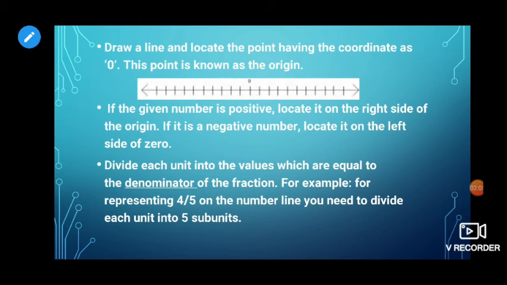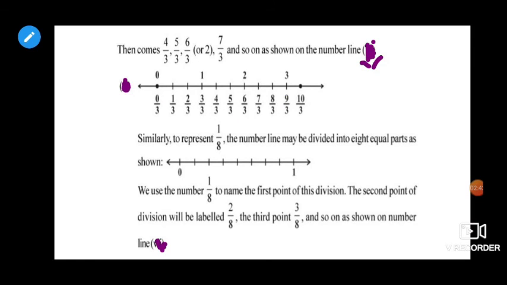Whenever we are representing rational numbers, first draw an integer number line where you can see 0, the origin, in the middle, the right side positive numbers and the left side negative numbers. And each and every unit should be divided into parts. How many parts depends on the denominator. For example, if the denominator is 5, then each and every unit should be divided into 5 parts. If the denominator is 6, then each and every unit should be divided into 6 parts. Now we will see one example.